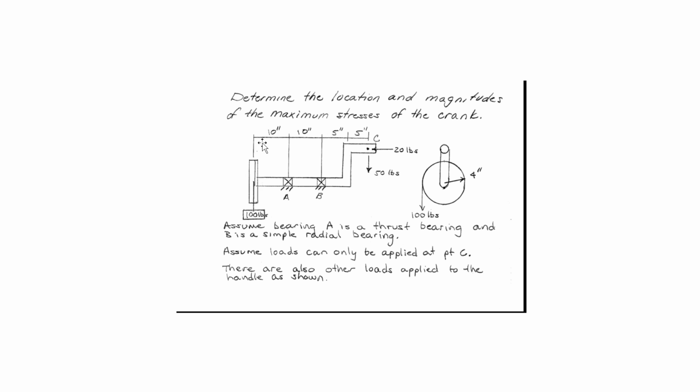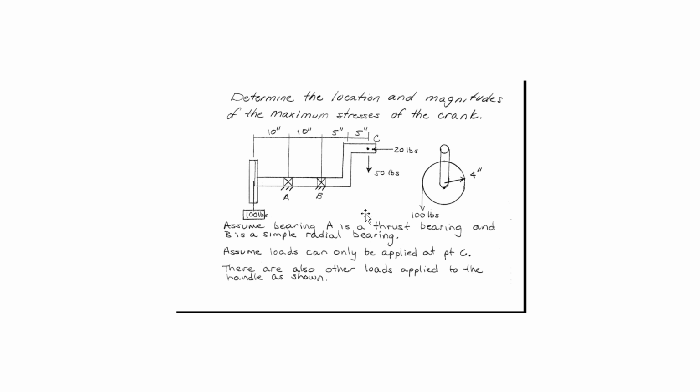The dimensions are given as 10 inches between the bearings and then 5 inches between the handle and bearing B. This dimension between the horizontal axis here and the handle is 8 inches, and the only load that is applied is this 100-pound load on the end of the disc, as well as two loads of 50 pounds pulling down at point C and 20 pounds pushing in the negative X direction at point C.